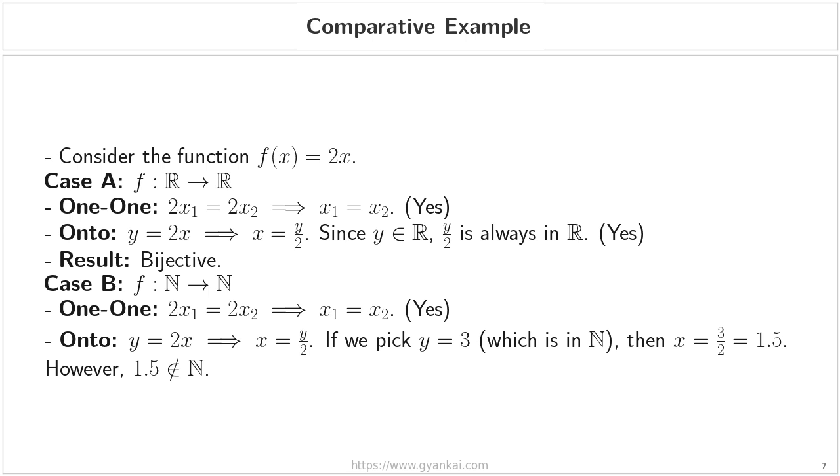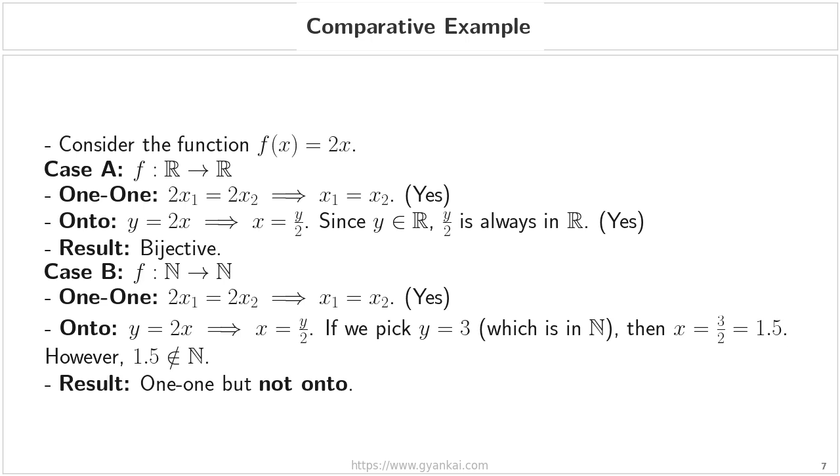If we pick a natural number for y, such as 3, then x becomes 3 divided by 2, which is 1.5. Since 1.5 is not a natural number, it does not belong to our domain. This proves that there are elements in the codomain that do not have a preimage in the domain. Consequently, the function is not onto. So, in case B, the result is that the function is 1-1, but not onto. This perfectly illustrates why you must always check the defined sets before making a final conclusion.